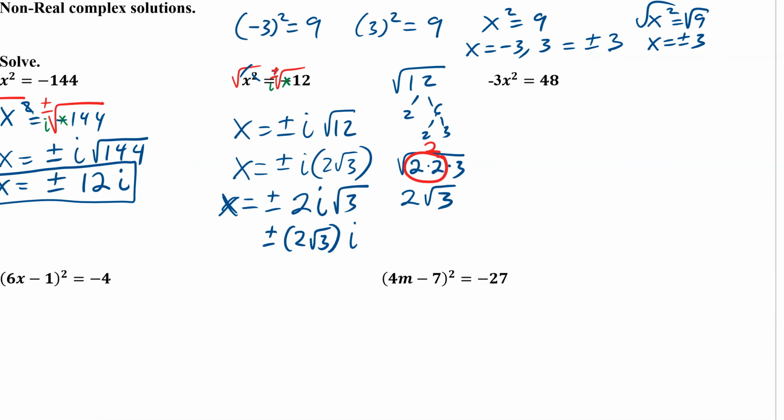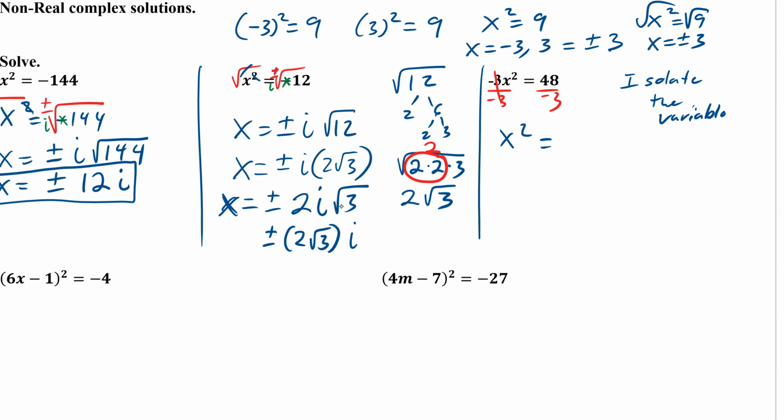All right, let's do one more. So on this one, if you notice, there's a negative 3 in front. And on all of these problems, you have to isolate the variable before you're allowed to apply the operation. So if we're going to get rid of the square, we have to get rid of the negative 3 first. And so this gives us x squared equals negative 16. Now you can apply the square root. So you have to isolate first.